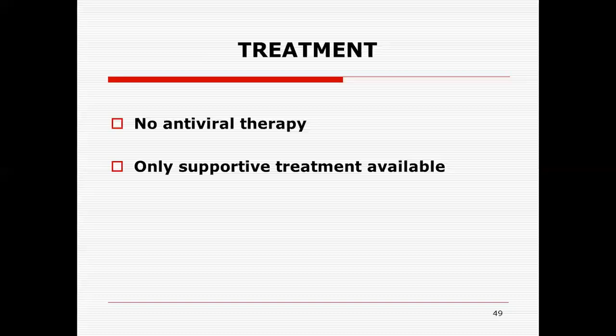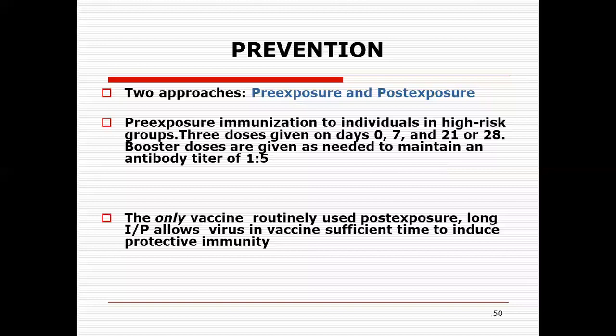Now, what is prevention? This is most important. In the case of rabies, prevention is more important than treatment of the disease. There are two approaches: one is pre-exposure and the other is post-exposure. We can prevent the disease before you are exposed to it, and we can also try to prevent the infection or spread of the disease in the human body post-exposure.